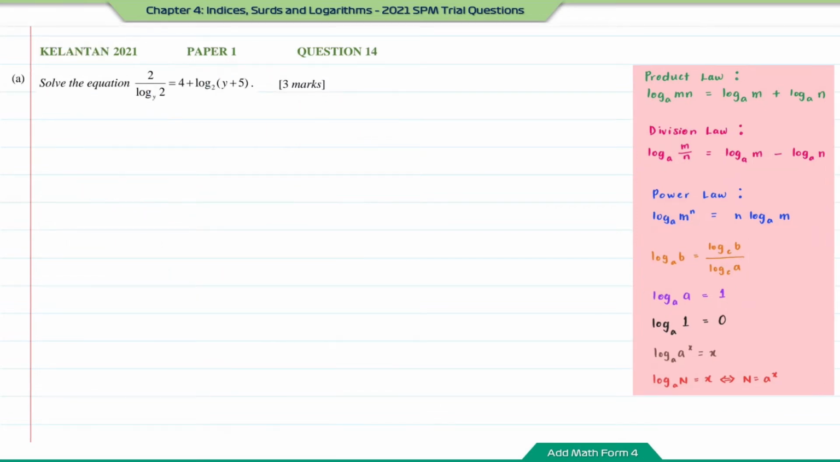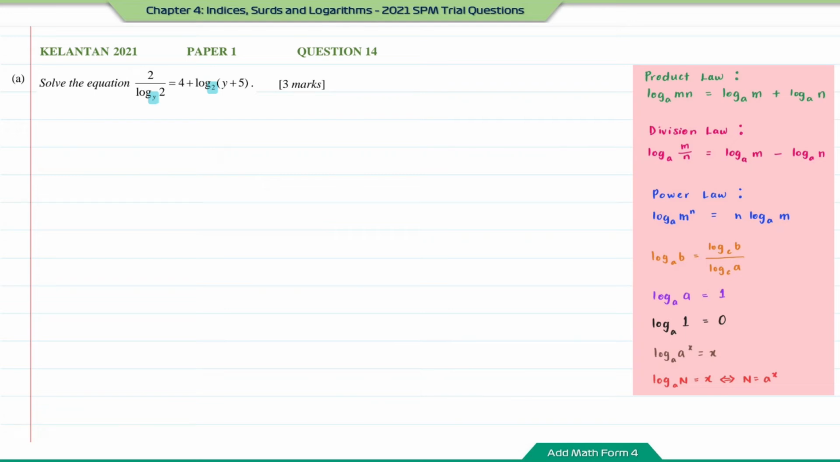2021, paper 1, question 14. So A, solve the equation 2 over log base y of 2 equals 4 plus log base 2 of y plus 5. So here, the logs are from different bases. So here I'm going to choose the number 2 as the base. So I'm going to convert everything to log base 2, and then later on I'm going to compare the value on the left hand side and the right hand side.